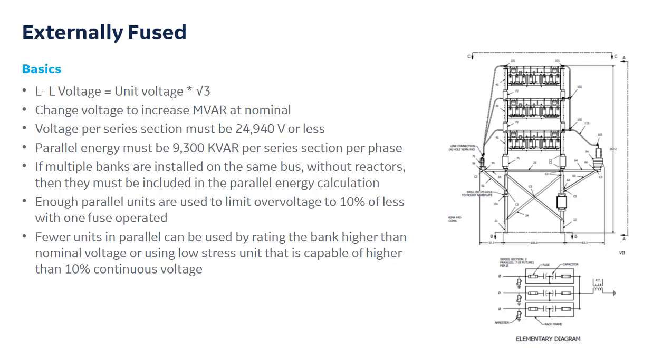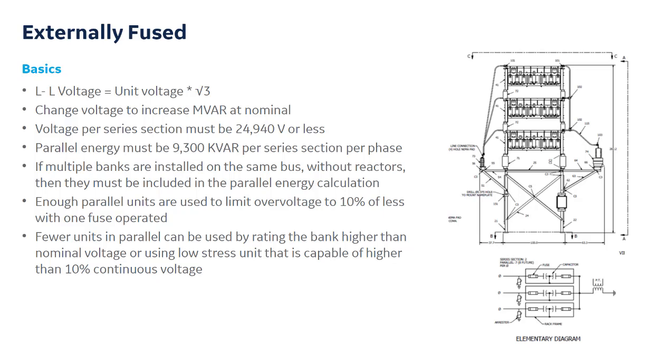If multiple banks are installed on the same bus, so we'll have customers that will ask for, hey, I have two separate, or 2 or 3 or 4 capacitor banks, but if they're all installed on the same bus and there's no CLRs for inrush or outrush reactors, then they must be included in the parallel energy calculation. Enough parallel units are used to limit the overvoltage to 10% or less with one fuse operated.